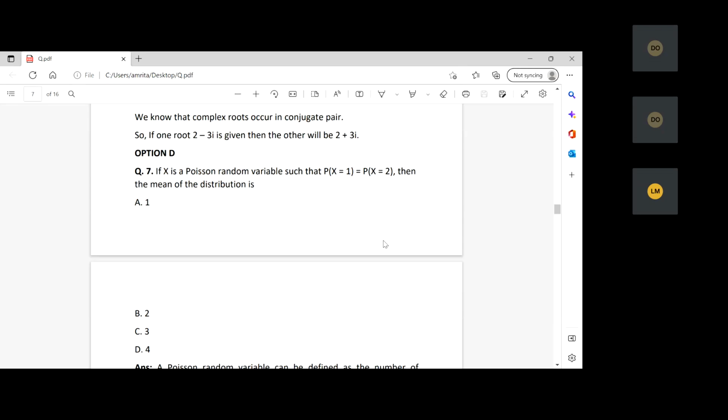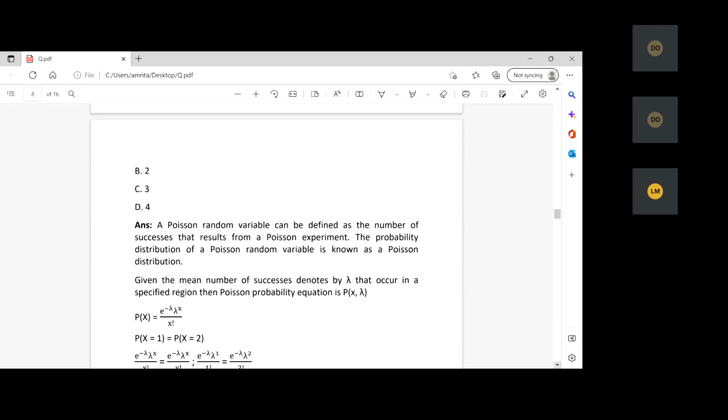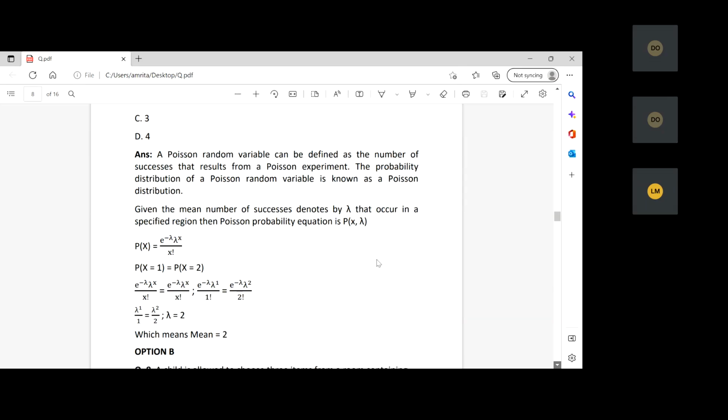If x is a Poisson random variable such that the probability of x equal to 1 is equal to P of x equal to 2, then the mean of the distribution? Maybe all of you have not studied this, but it's a very important part when it comes to competitive examinations. So I would give you an idea about what a Poisson random variable is. It can be defined as the number of successes that result from a Poisson experiment. So it's basically the success of an event. We call this the Poisson distribution. Up to this part is really important, because you need to understand this to solve this problem.